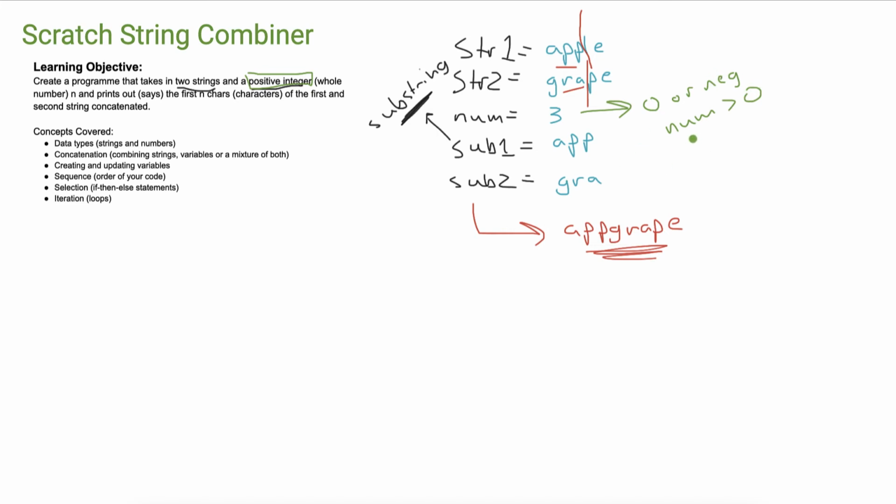Now, here's the problem though. So for this example here, the number 3 works because these strings right here, apple and grape, are not longer than the number 3. So for example, let's say instead of writing in 3, I wrote in the number, let's say 7. Okay. And real quick, in the word or the string grape, there are 1, 2, 3, 4, 5. There are 5 chars.